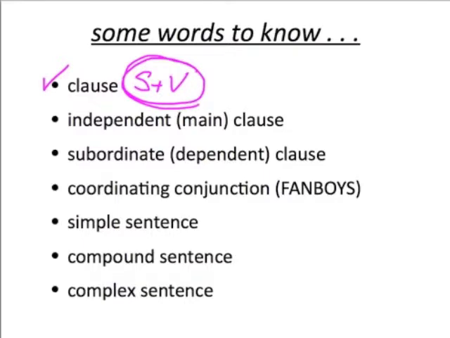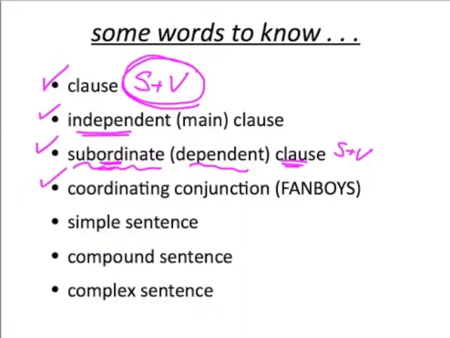And then we talked about two different kinds of clauses, independent clauses and subordinate clauses. Remember that an independent clause is a clause that can stand by itself as a sentence. A subordinate clause, because it's a clause, does have a subject and a verb, but even though it has a subject and a verb, it can't stand by itself as a sentence. It's subordinate or dependent on an independent clause to work in a sentence. If it's not attached to an independent clause, we're going to have a sentence fragment.